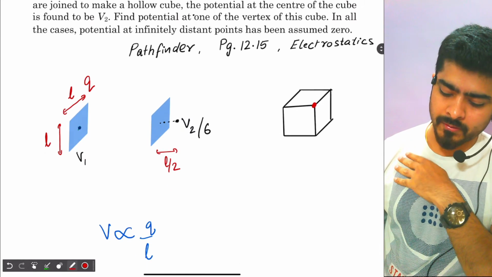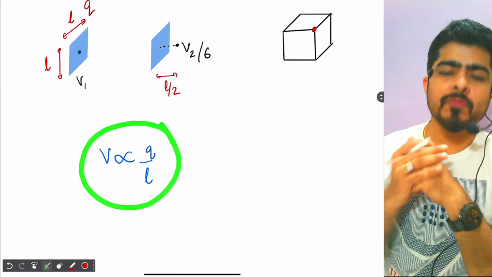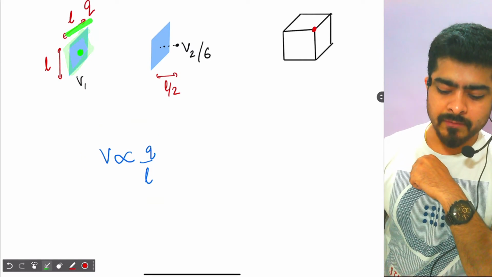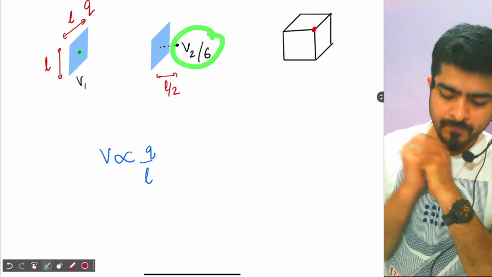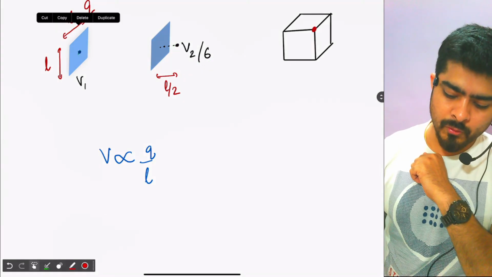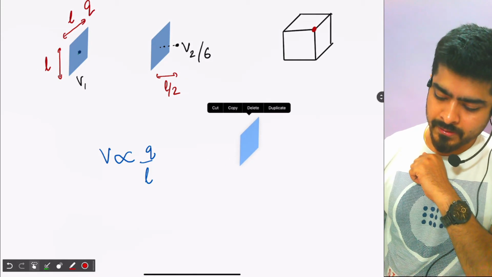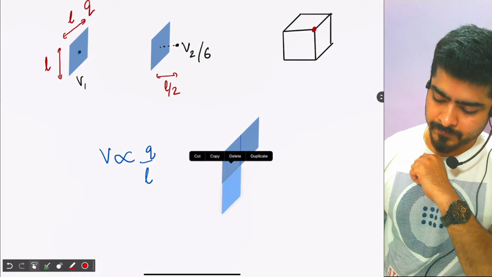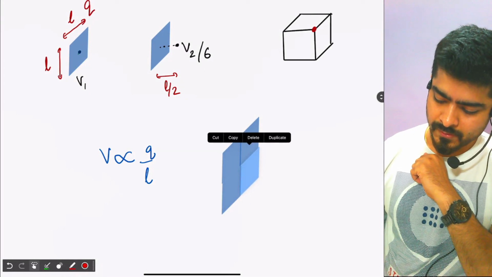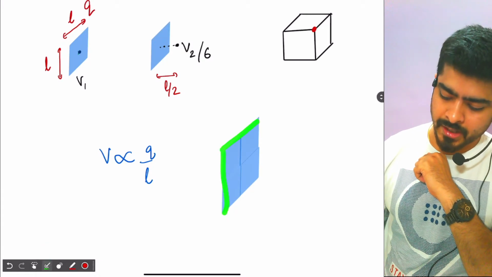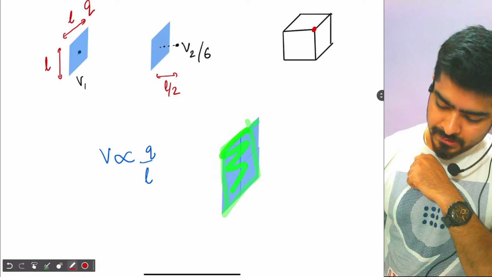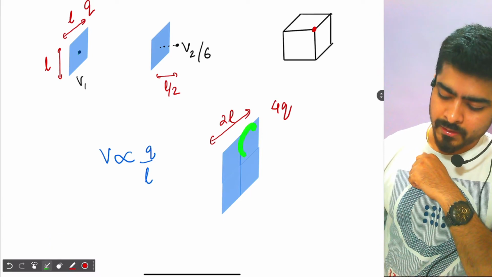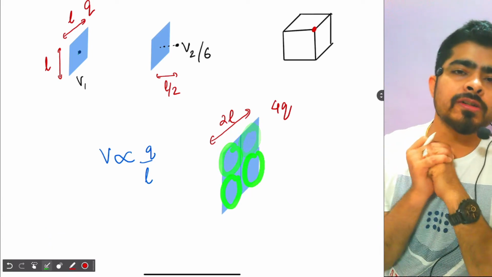So first of all, let's use this proportionality to understand something. So I have the square plate of side L, and it is creating potential V1 and V2 by 6 at the two given points. Now, if I combine four such plates into a larger square plate, I combine the four plates into a larger square plate. So what is the length of the plate now? 2L, and total charge on this plate will be how much? 4Q. Q for this, Q for this, Q for this, and Q for this. So total charge is 4Q.